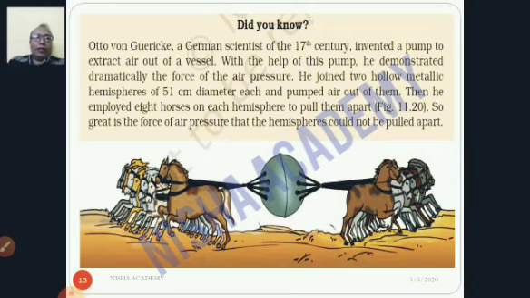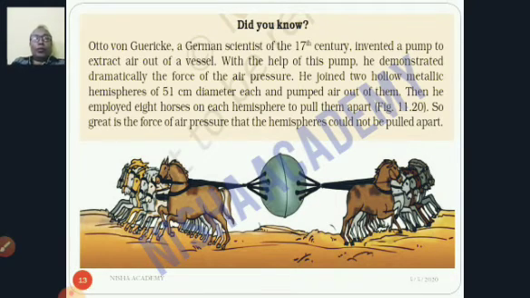This is one figure which is a historical figure. You can see two hemispheres attached together, and on both sides 8 horses are there. They are trying to pull it. This is an experiment made by a German scientist in the 17th century. He invented a pump to extract the air out of a vessel, and with the help of this pump he demonstrated the force of air pressure.